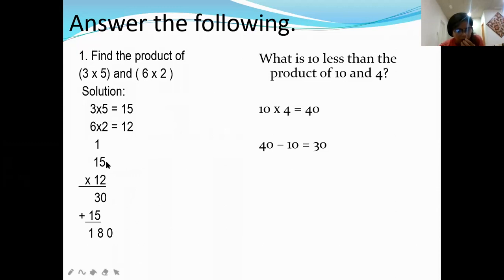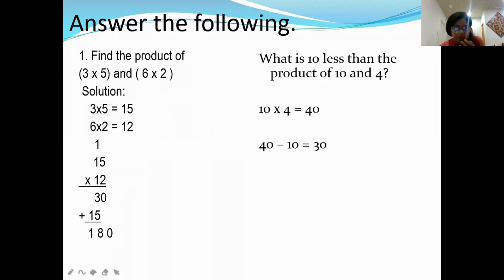So 15 times 12, we are using the old method. 5 times 2 is 10, bring down 0, carry 1. Then 2 times 1 is 2 plus 1, that's 3. Then we have here 1, which is in the tens place, so its answer we are also going to write below the tens place. So we have 1 times 5 is 5, and 1 times 1 is 1. Then add, bring down 0, 5 plus 3 is 8. And bring down 1. So 15 times 12 is 180.